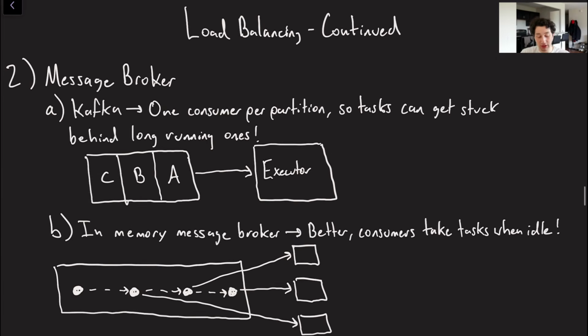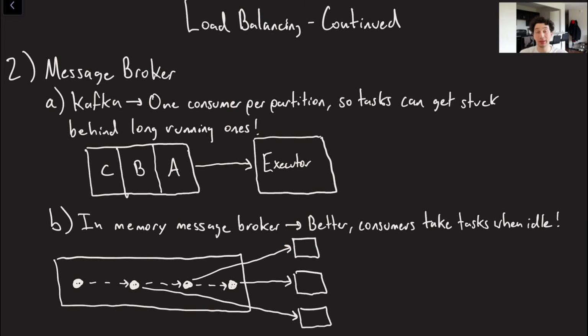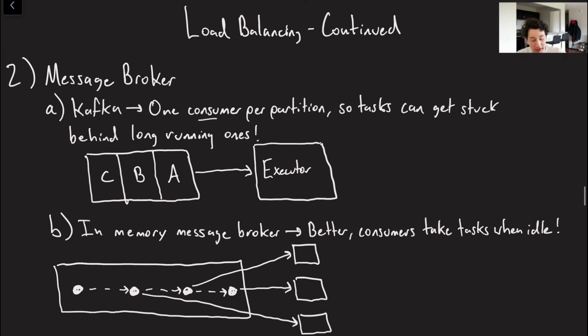Option two is to use some sort of message broker, and this is a little bit easier because now all of a sudden the messages get routed right to that executor. So out of our message brokers, we have two different implementations of them, and I'm going to go through them quickly. The first is going to be a log-based message broker like Kafka, and so typically what we would do there is we would do one consumer per partition.